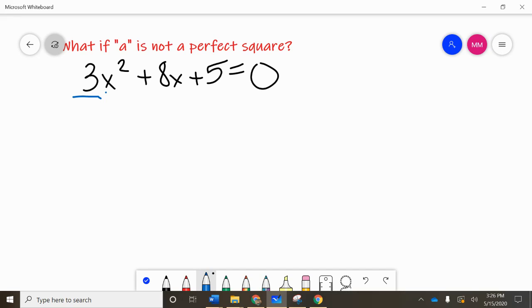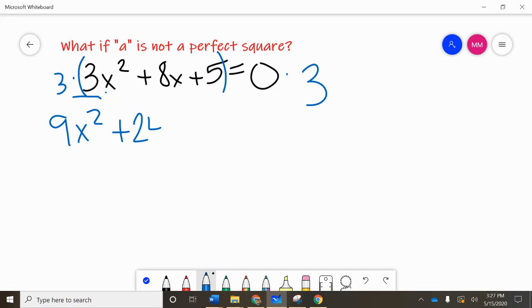Well, I know that if I multiply 3 by itself, I'll then have a perfect square. But like anything, anytime we multiply one tiny piece of the equation by 3, we have to do it to all parts of the equation. So I'm going to distribute this 3 to give me 9x squared plus 24x plus 15, and then 0 times 3 is still 0.